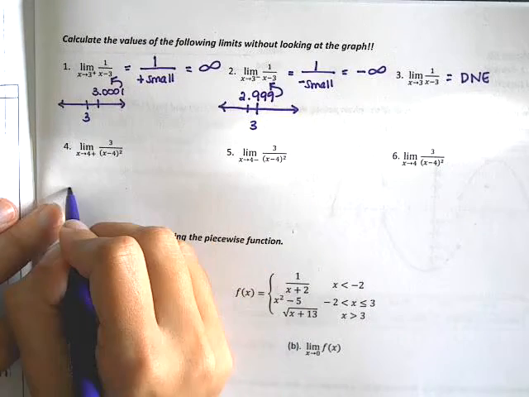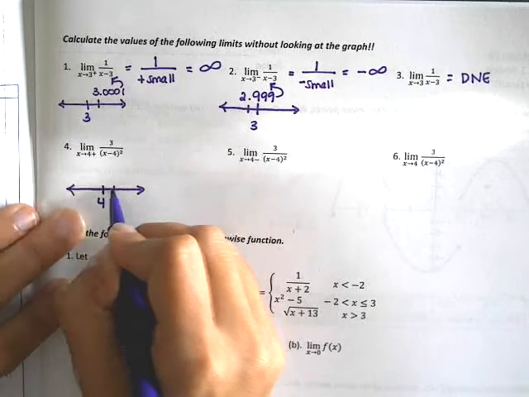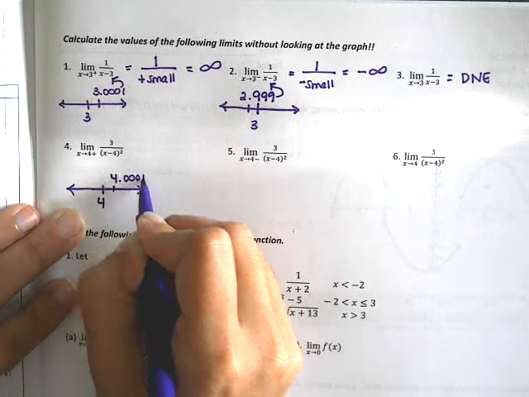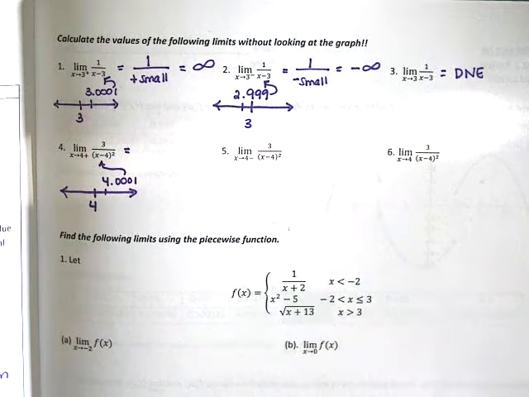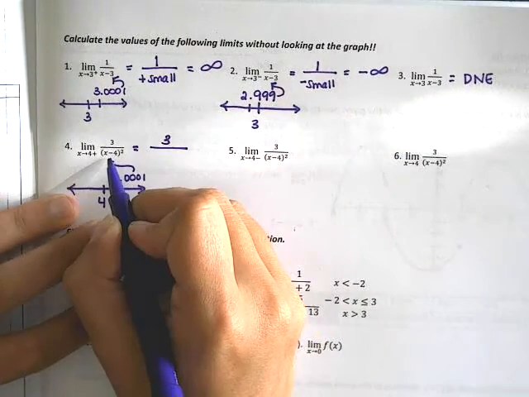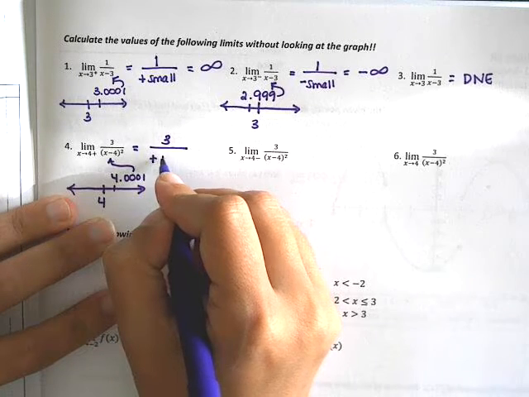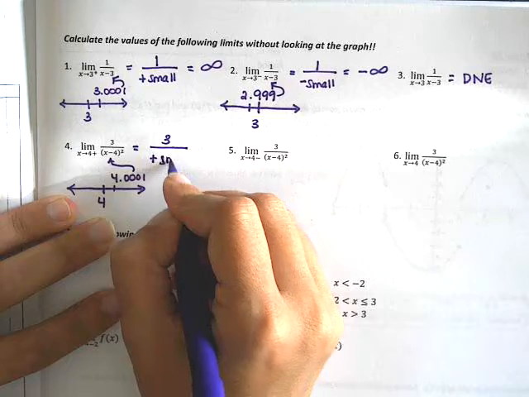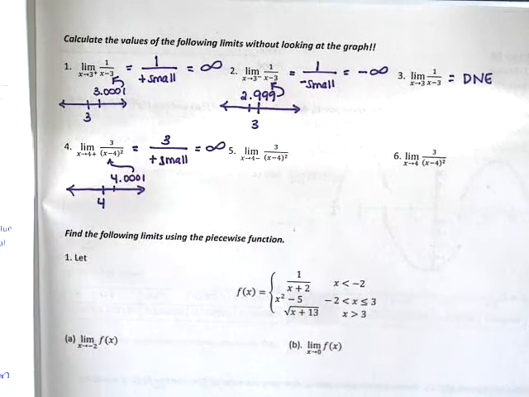If we choose a number slightly to the right of a positive 4, that would be like 4.0001. Now if we plug that in there, 4.0001 minus 4 is a very small number, and it's positive. So we would have 3 divided by a very small positive number squared, which stays positive. So my answer would still be infinity.